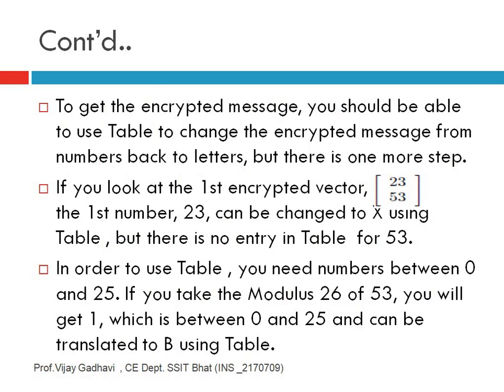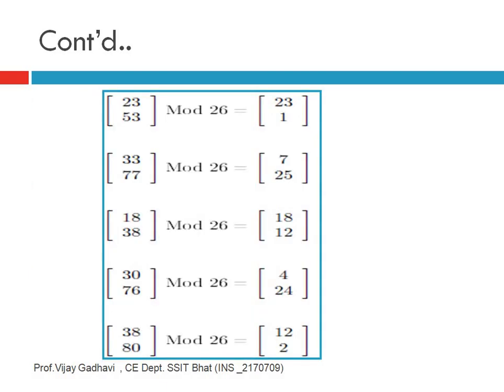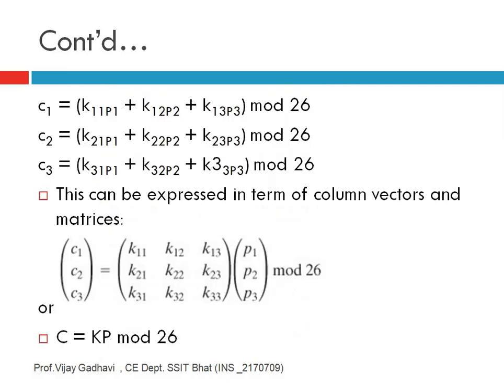If you look at the first encrypted vector, (23, 53), the first number 23 can be changed to X using the table, but there is no entry in the table for 53. In order to use the table, you need a number between 0 and 25. If you take 53 modulo 26, you get 1, which is between 0 and 25 and can be translated using the table. Same example. This is the equation we already discussed.